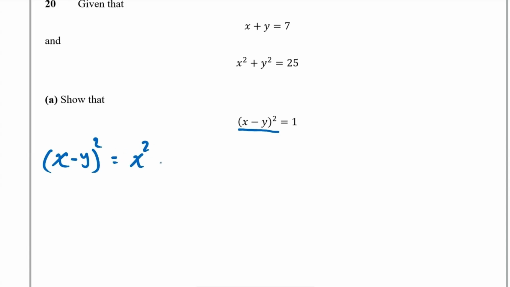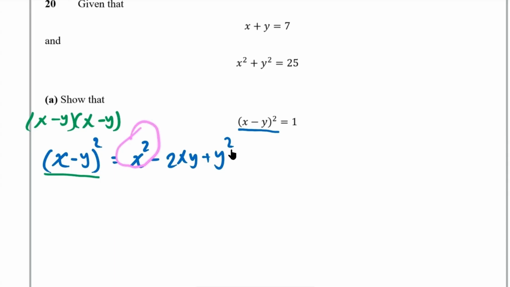Easy for a common question to expand. However, if you are not sure how to expand this one, the easy way is to make this bracket into two brackets: x take away y times bracket x take away y, and then expand to reach this one. So far, you can manage it. x squared plus y squared, as you can see here, x squared plus y squared equals 25.